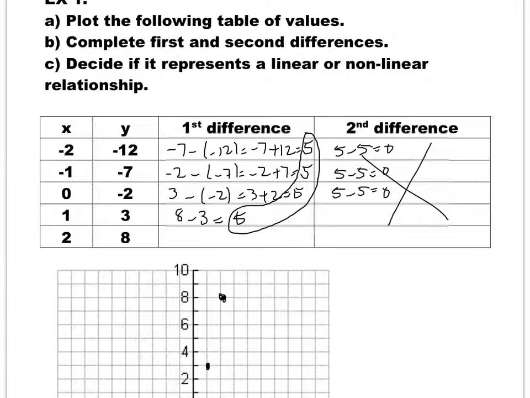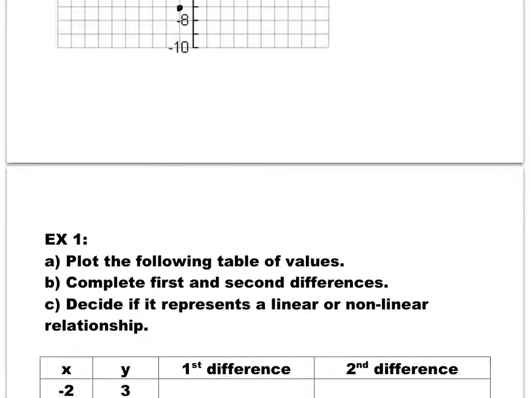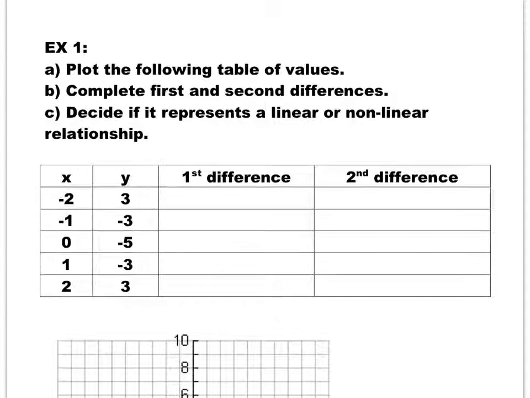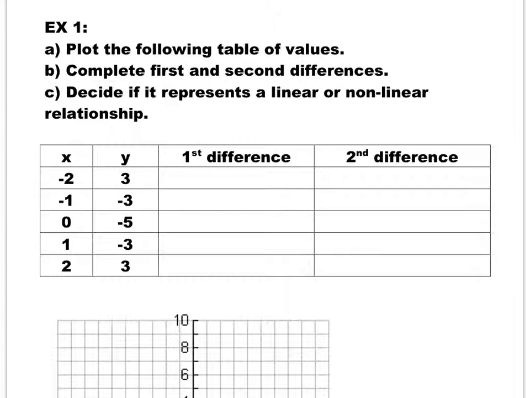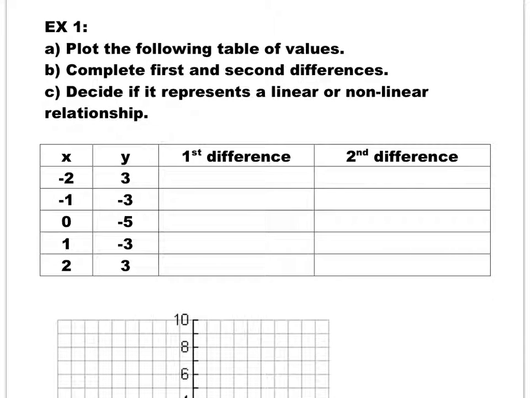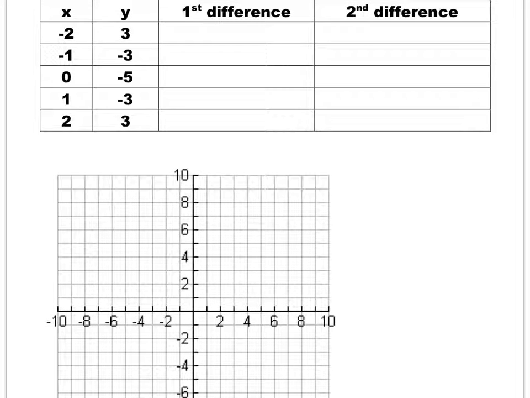Now we are going to do the second example. The second example says that you have the following table of values plotted as the previous example. So I'm going to plot this one. The first one says when x is negative 2, y is 3, so it's going to be a point which is going to be given here.